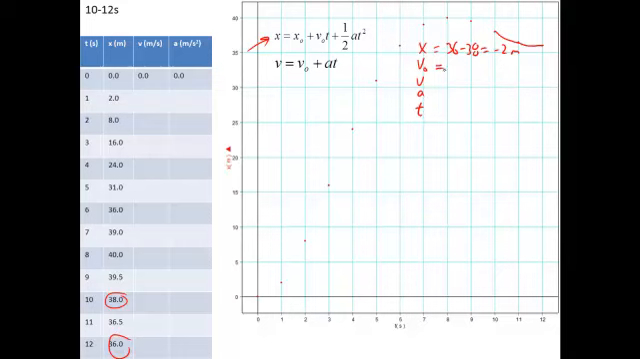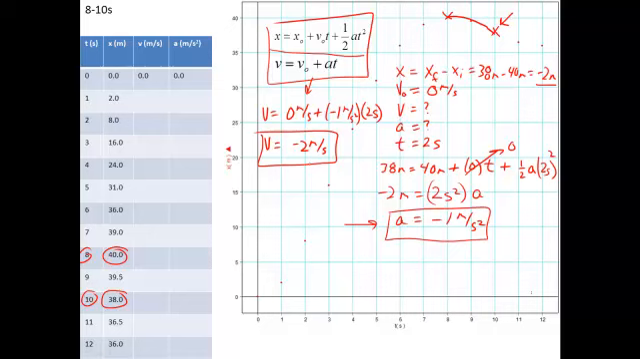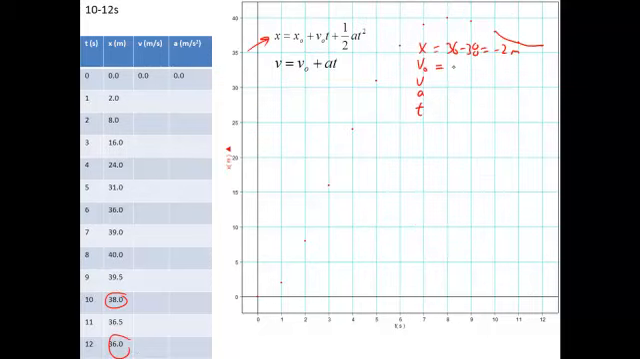My initial velocity, which I would get from the previous section, is now the final velocity for the previous section. So it was negative 2. So here it's negative 2 meters per second. That was the final velocity for the previous section, but it is the initial velocity for this section. My acceleration is what I'm looking for. And again, this is taking 2 seconds.